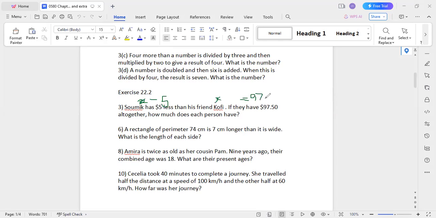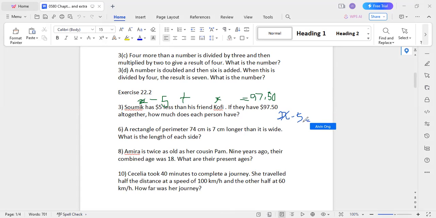Wait, hold on. They say if they have $97.50 together, so it's the sum of these two values. So what do we do here? Do we minus it? No, we add it together because it's the total amount of money both of them have.